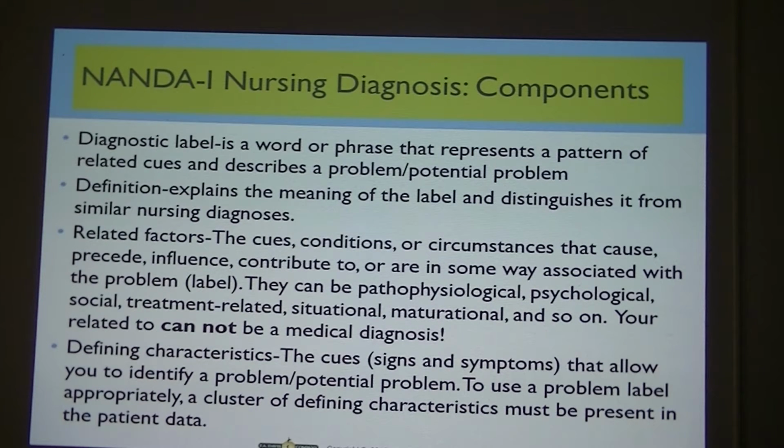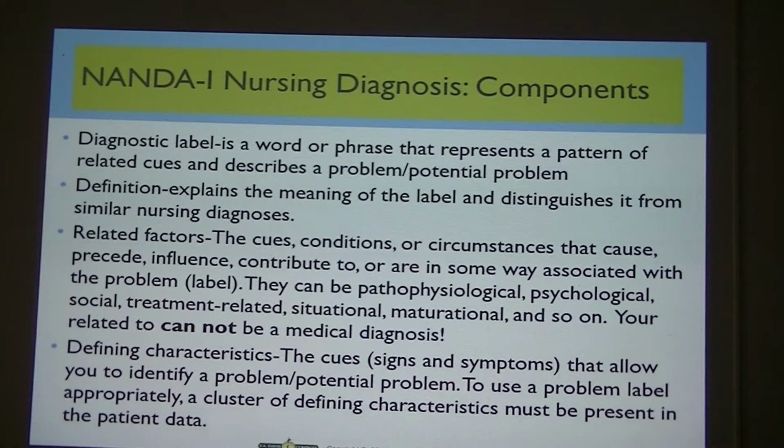We will talk about this more in class a little bit whenever we actually have lecture. But there are different components of a nursing diagnosis. How to write a nursing diagnosis. First, you have your diagnostic label. That would be like acute pain. And then you have the definition. That would be, what does acute pain mean? Your related to factors. These are cues, conditions, circumstances that could cause or contribute to the nursing diagnosis.